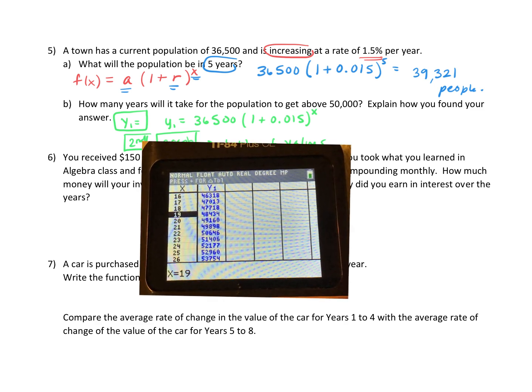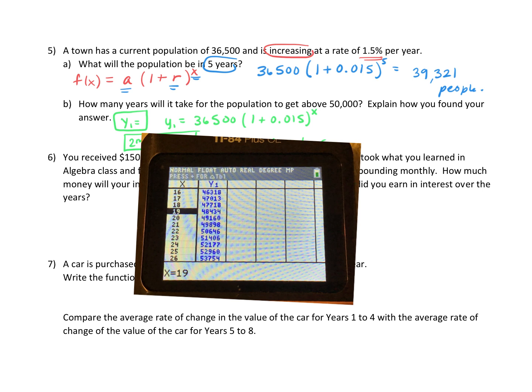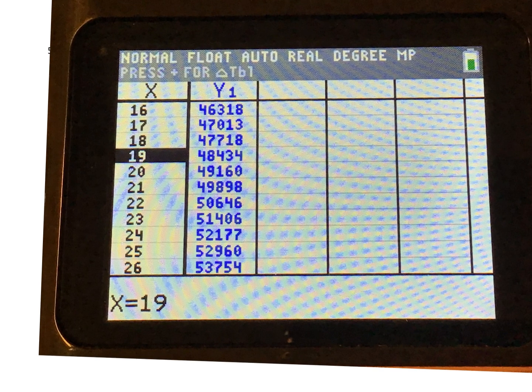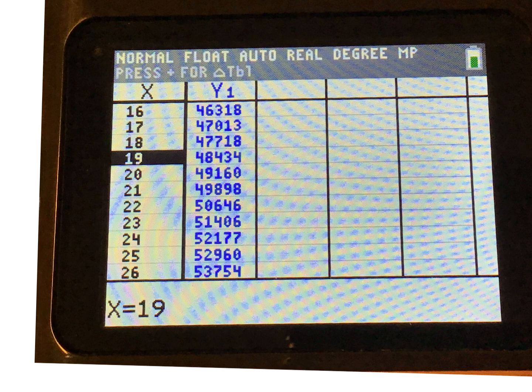So here is what I did: I typed the function into the y1, or the y equals, as it looks on your calculator. Then in y1, I typed in the function, I hit second graph, and I want to look at a table of values. So what we see here are all of the years over here on the left, those are our x values, and the y values is the population for each year. So after 16 years, the population is 46,318.